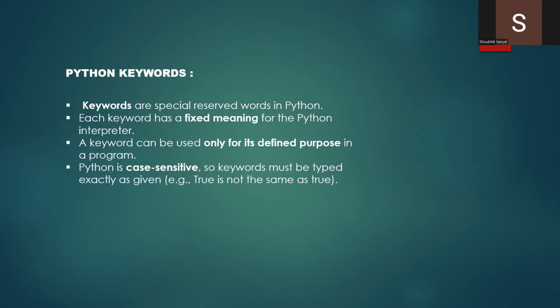And Python is case sensitive, as we know, so keywords must be typed exactly as given. That is, True is not the same as true. Let's say in the first word, T is in capital and the other letters are in small. But in the next word, which is also true, all the letters are in small. But these two words are not the same. Why? The reason we have already studied earlier, and again here the same: Python is case sensitive.